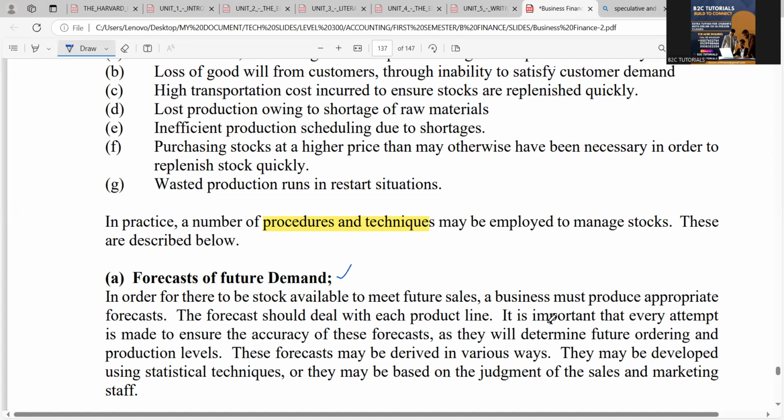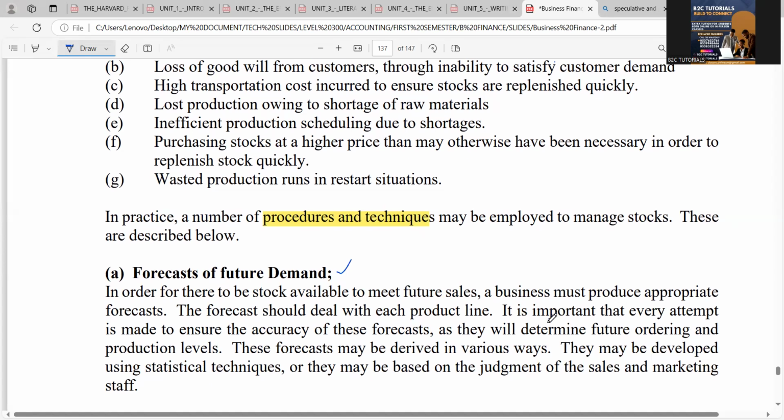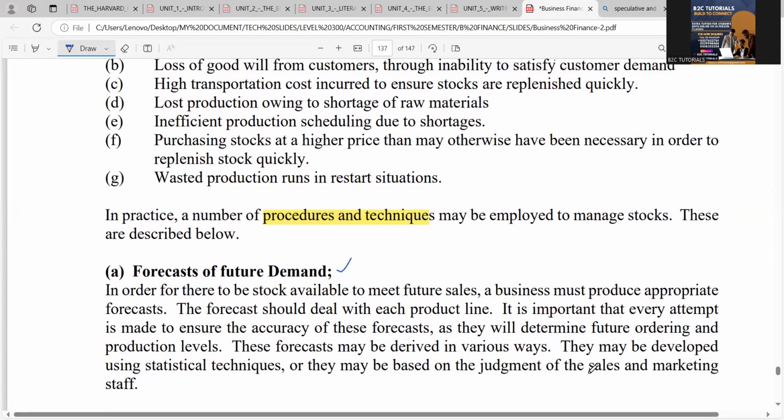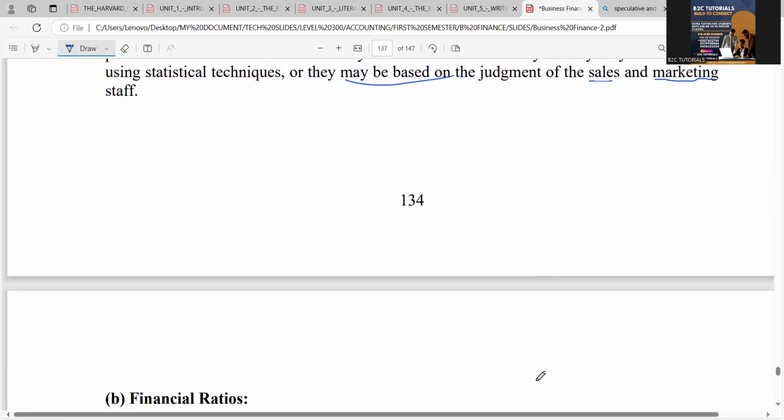These forecasts may be derived in various ways. They may be developed using statistical techniques. You can do this using some computations, or you can do this forecast using what the sales and marketing team will be telling you with respect to what the customers need. So you now have to manage your stock based on some forecast you'll be doing with statistical techniques, or using some judgment from the sales or marketing department.